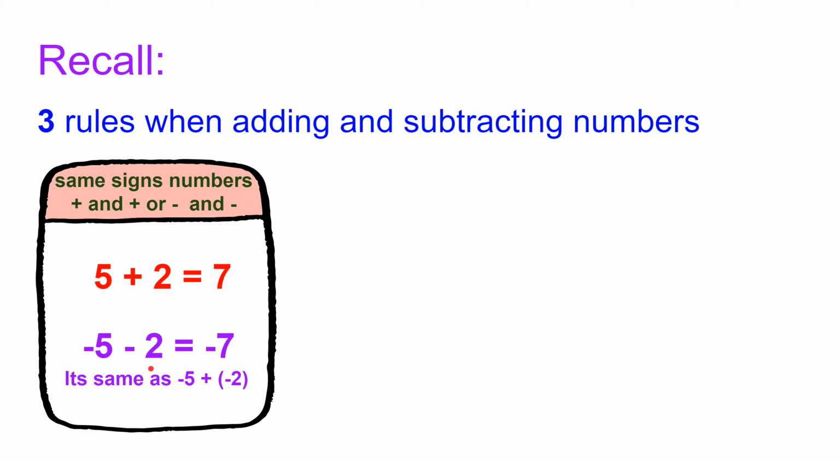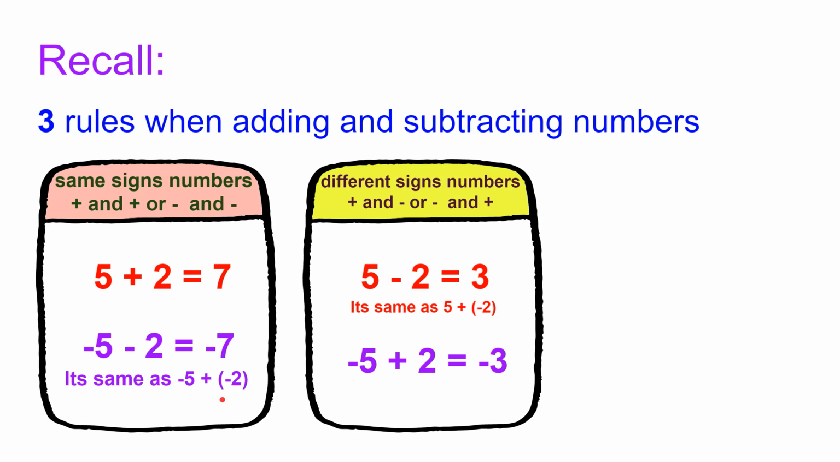Negative 5 minus 2, it's a negative 7. They both have the same sign, so you keep the sign and you combine the numbers. If you have different signs, you subtract. In this example, 5 minus 2 gives you a 3, and the answer's sign is basically the big number's sign. In this case, negative 5 plus 2, you keep the sign of the big number, which is negative 5. So the answer is negative 3.